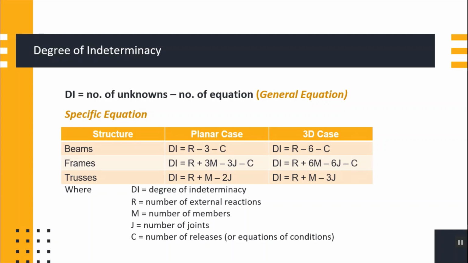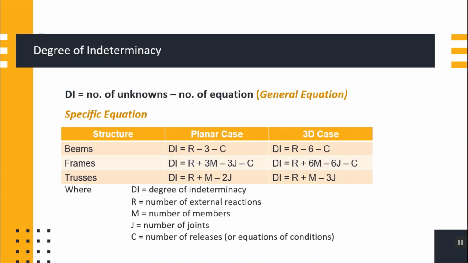So, formula for beams is DI is equal to R minus 3 minus C. Frames is DI is equal to R plus 3M minus 3J minus C. And sa trusses, DI is equal to R plus M minus 2J. Where DI is equal to degree of indeterminacy. R is the number of external reactions. M is the number of members.